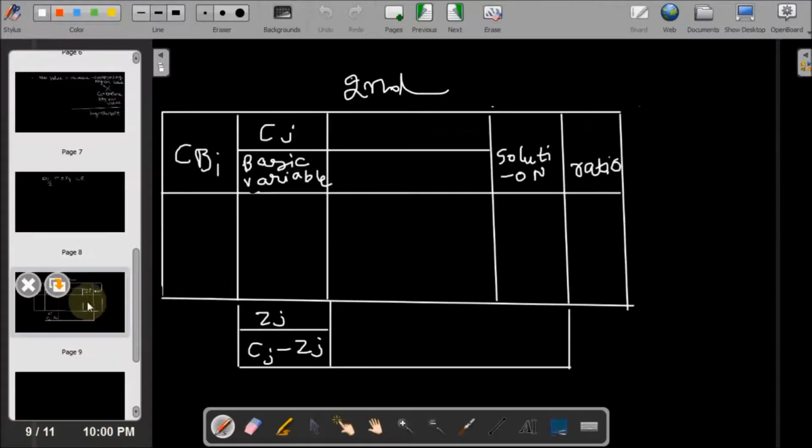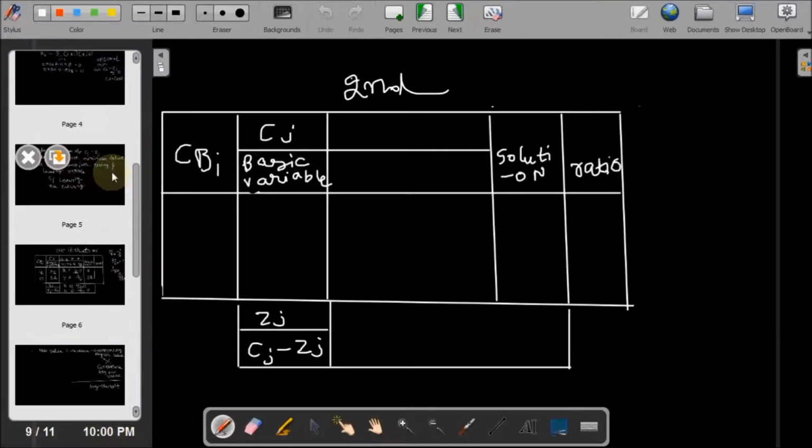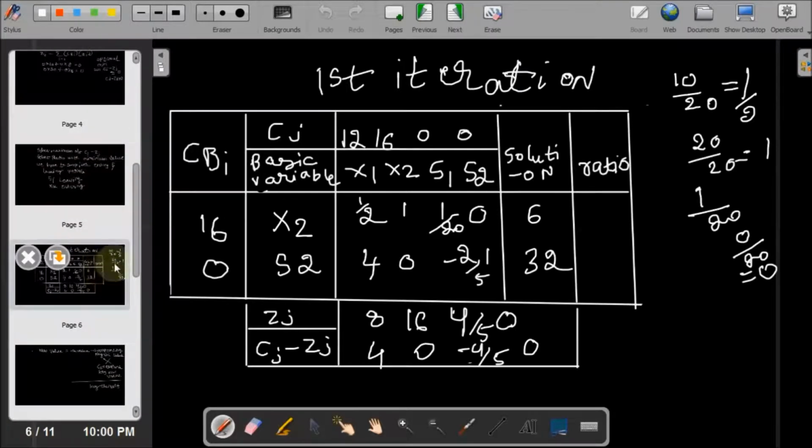See, I will continue. So now which is leaving and which one is entering? That you have to find out now. So now I will find out that. What is the maximum value of Cj minus Zj? The maximum value of Cj minus Zj is 4. That's why this will be your key column. Getting, guys?